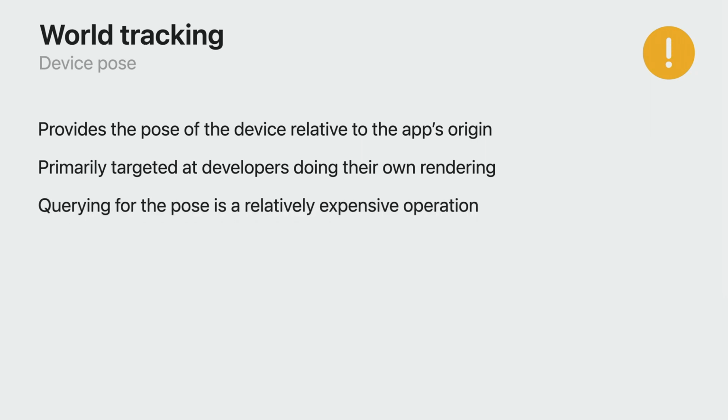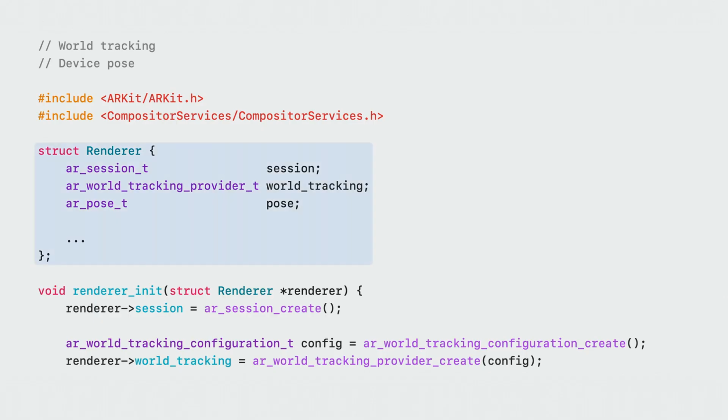Exercise caution when querying for the device pose for other types of app logic, such as content placement. Let's quickly walk through a simplified rendering example to demonstrate how you can provide device poses from ARKit to compositor services. We have a renderer struct that will hold our session, world tracking provider, and latest pose.